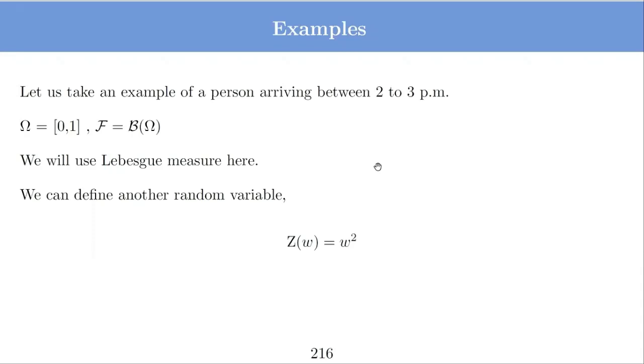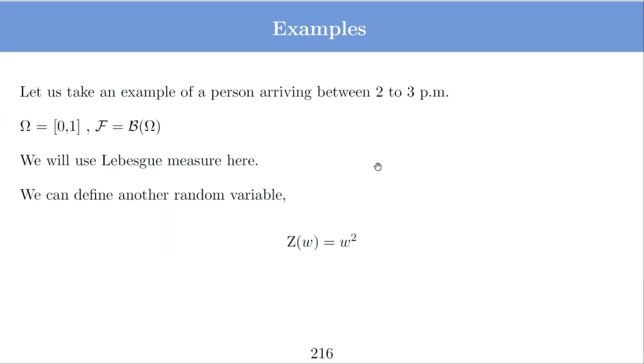The first example would be a person arriving between 2 to 3 p.m. So your sample space will be 0 to 1, where any outcome represents the hour that has been spent before the person has arrived. And the sigma algebra would be the Borel algebra on that. And here for probability, we'll use the Lebesgue measure.